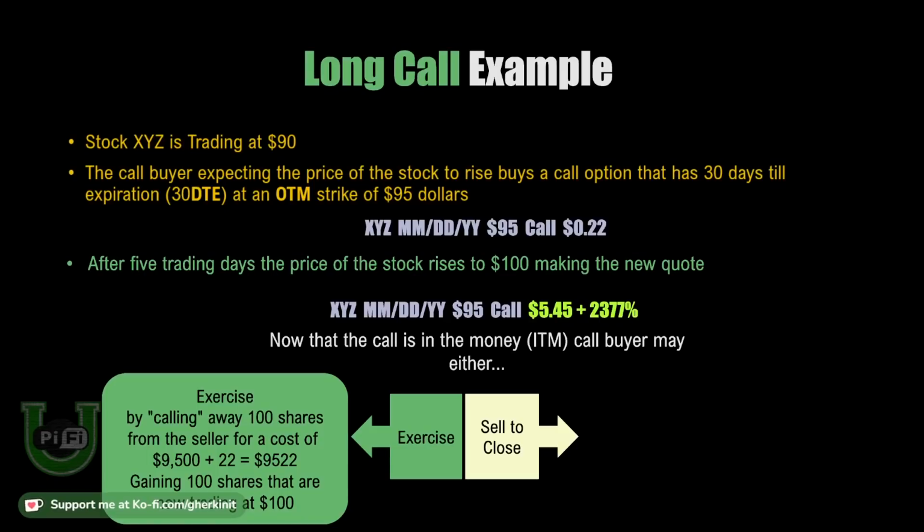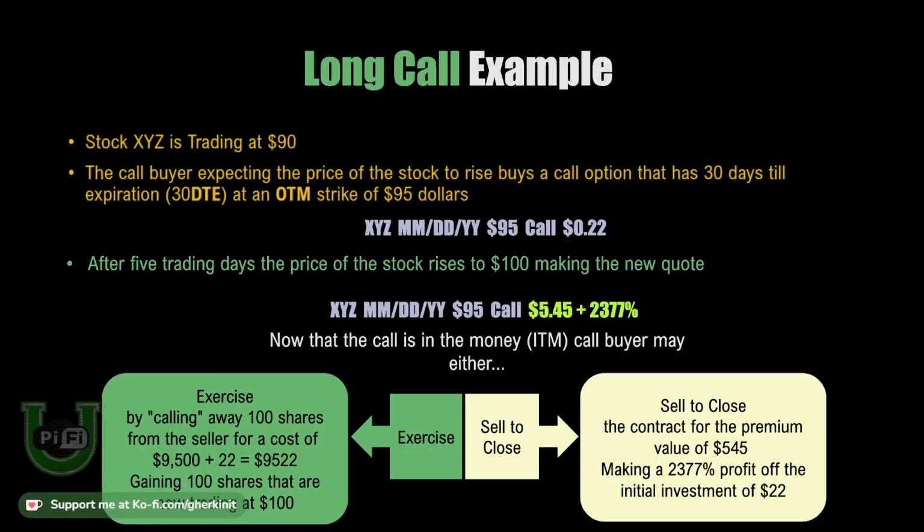If they choose to sell to close or take profit, they can sell the contract for the premium of $5.45 times 100, or $545, making a 2,377% profit off an initial investment of only $22.